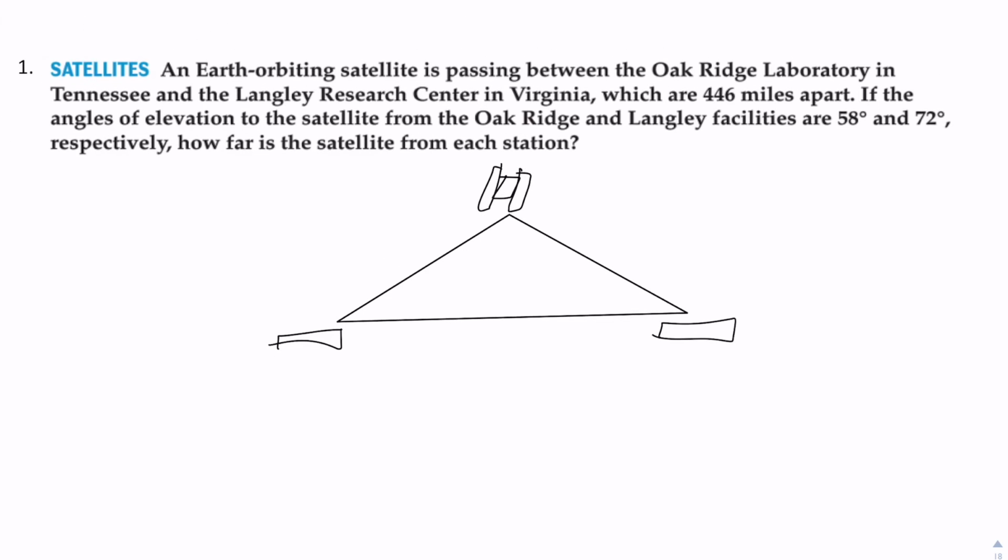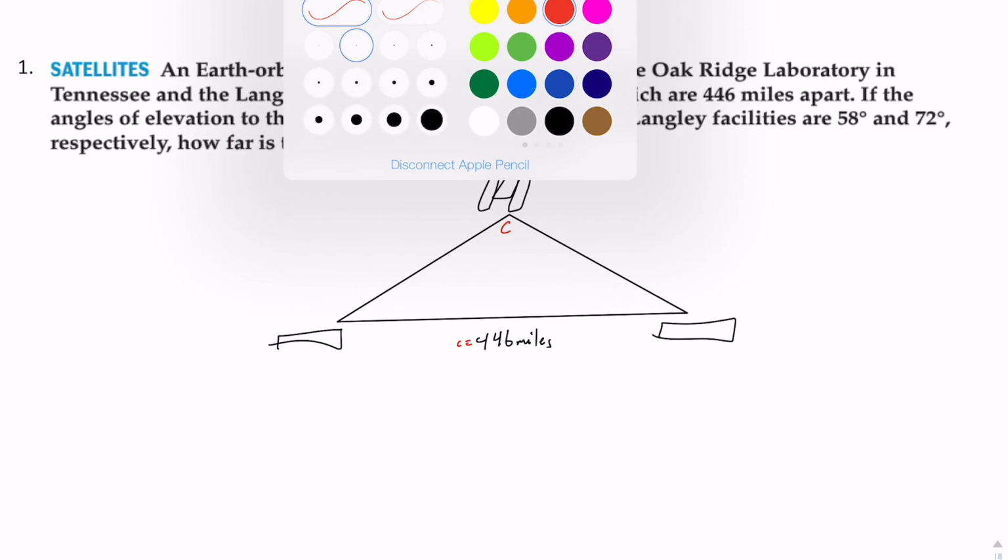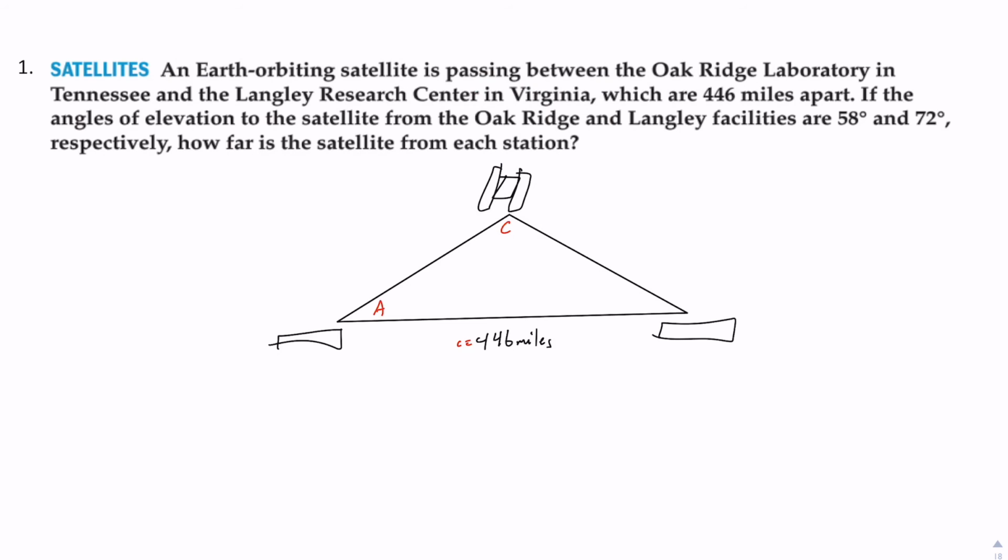And now we know that the two centers, or the laboratory and the center, are 446 miles apart. Let's call this, I'll do it in a different color, angle C, and this is little c. We're going to call this angle A. This is little a, and then angle B, and this is little b. Just label it however you want. And by the way, we have to label this. So let's label this one as Oak, and this one is Langley.